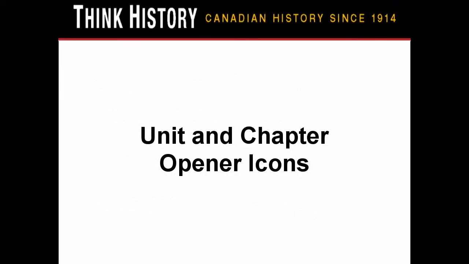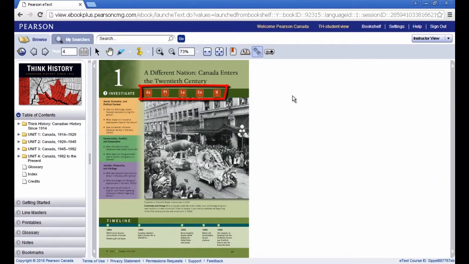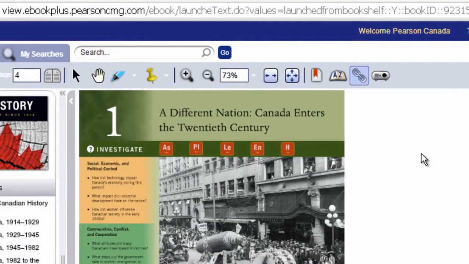Unit and chapter opener icons. For teachers, opener icons appear on the first page of each unit and chapter in Think History. Let's take a minute to explain the information included under each icon. The teacher's set of icons includes the following: AS for Assess, PL for Planning Material, LE for Lesson Support, EN for Engage, and H for Historical Thinking and Inquiry.